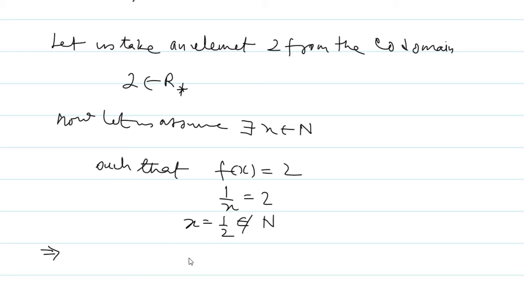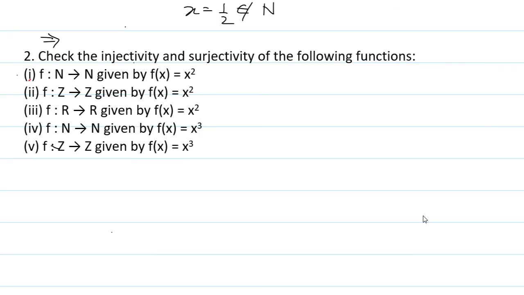Let us take the next example. Check the injectivity and surjectivity of the following function. First, f from N to N given by f(x) equal to x square. इंजेक्टिविटी का मतलब होता है 1-1, सर्जेक्टिविटी का मतलब होता है onto. So let us check whether it's injective and surjective.